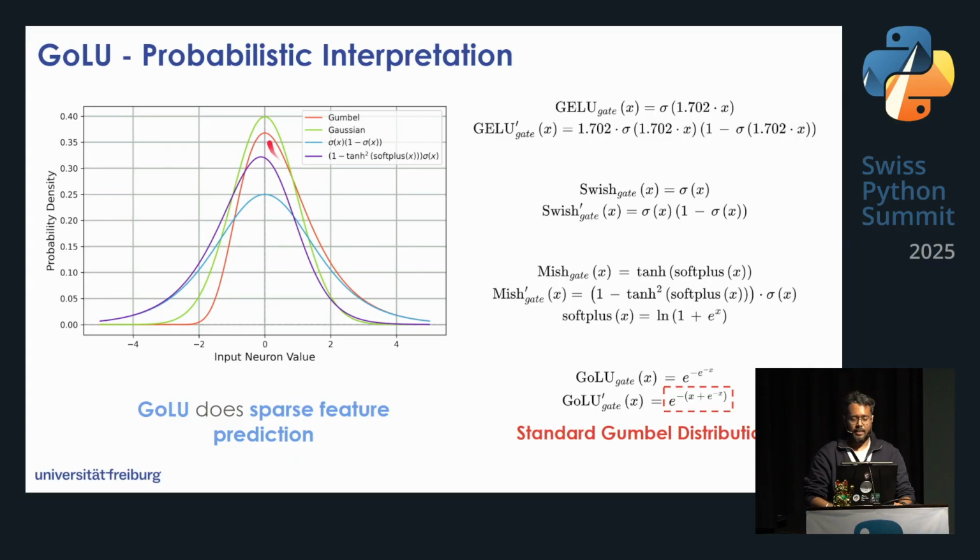gate, you will see that the Gumbel distribution and also this other distribution in a purple color, these two are the only asymmetric functions. Rather, the other two, like the Gaussian and the first derivative of the sigmoid function, are symmetric at 0. The only difference is that Gaussian is more peaked, while the first derivative of the sigmoid function looks more leptokurtic. And as you can see, our prior assumes that GoLU does a sparse feature prediction because most of the density is spread at 0, while we retain very, very few strong positive features.